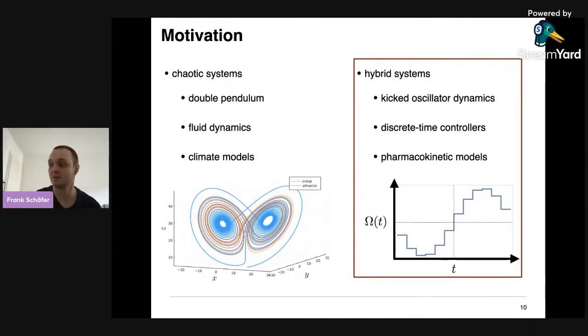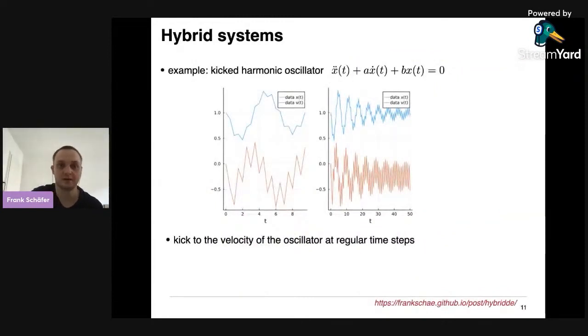Now we come to the second part of the talk, where we investigate hybrid systems, which are systems that have a discontinuity in the time evolution. As an example, we can consider a kicked harmonic oscillator, which is written in a general form here for a harmonic oscillator that can be written as a state and a velocity. And we basically assume that we have kicks to the velocity at some fixed time points. So you see here, in this picture of time evolution, you simply have kicks leading to this discontinuous time evolution.